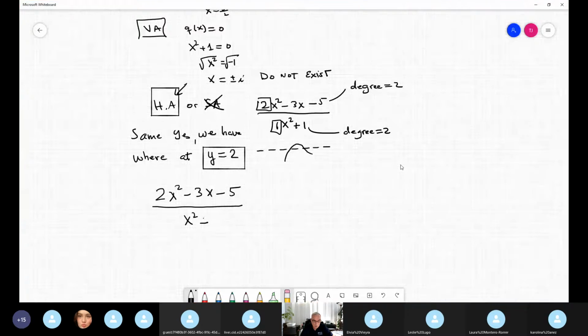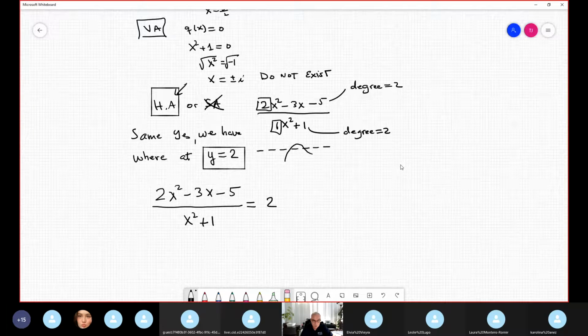And you enforce it to be 2. So I'm looking for the x value such that the y value of the original is equal to the y of the asymptote. I don't know. Let me try. Cross multiplication. This and this, this and that.